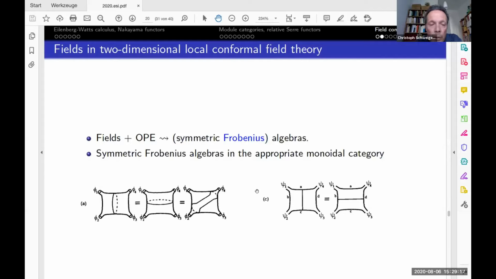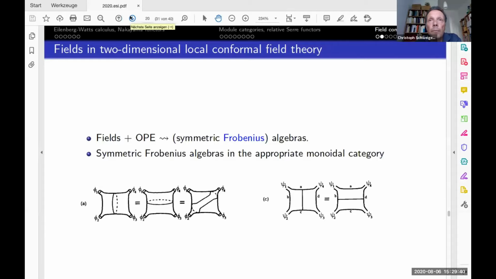And the pictures I've stolen here are from Lewellen's '92 paper. The modern way to express it is to say that the bulk fields should form a Frobenius algebra, and the boundary fields should also form a Frobenius algebra, a symmetric Frobenius algebra. So how do we get them?